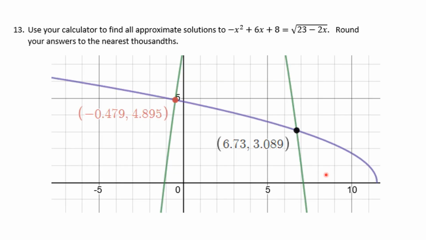Number 13, there were a number of ways you could do this. One thing is you could just use your calculator, subtract this from both sides and try to find the zeros. We also talked about finding the intercept function, and you go left and right and so on and so forth. If you did this, you should have gotten these as answers for x. It would be minus 0.479 or, and the other answer is 6.73, and of course you had to graph those in order to use your calculator.